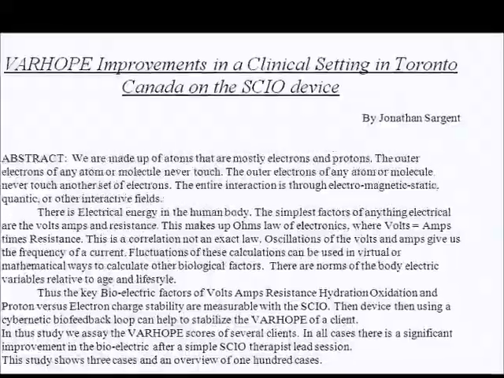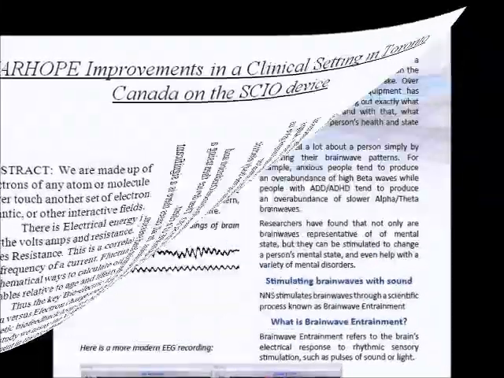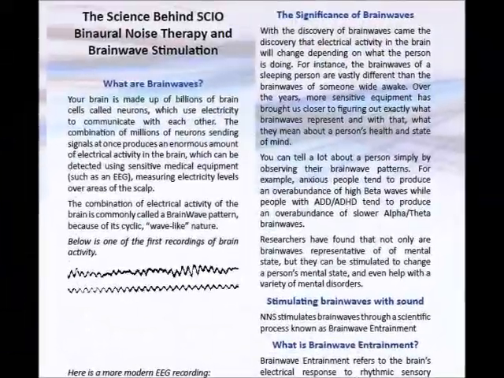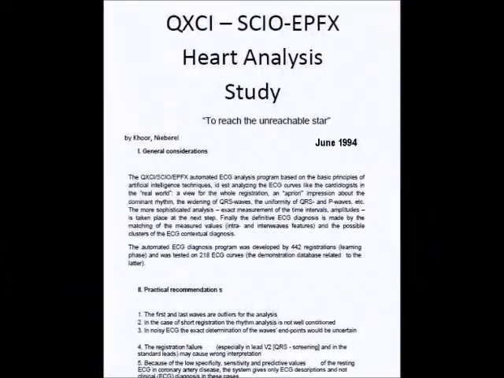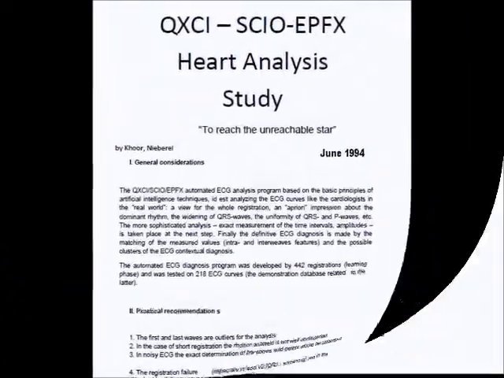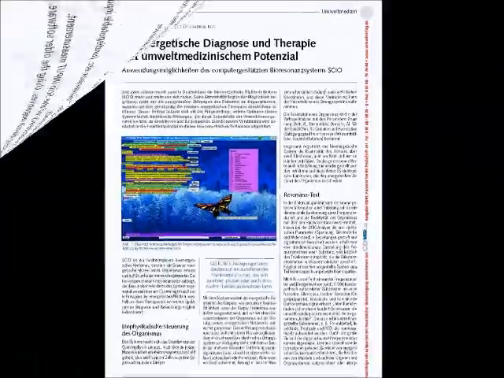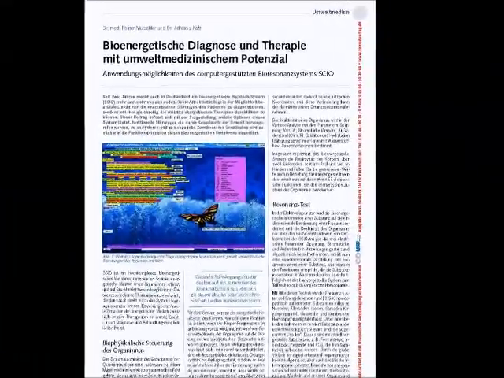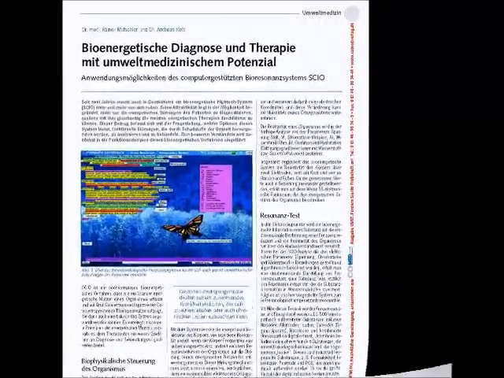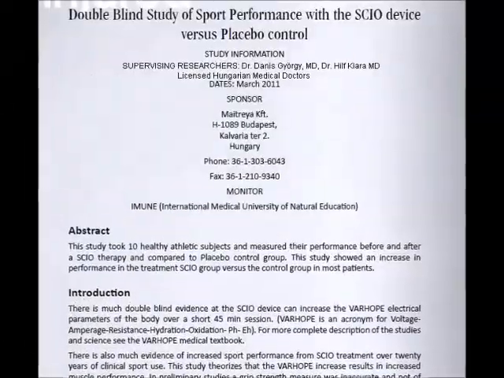Then measuring in VARHO, we were able to see that there were voltage reactions that came from the heart, and just how we could blend this all together and start to get an electrical profile. Here's a study done in Germany. A host of different studies to show that we were able to do this.